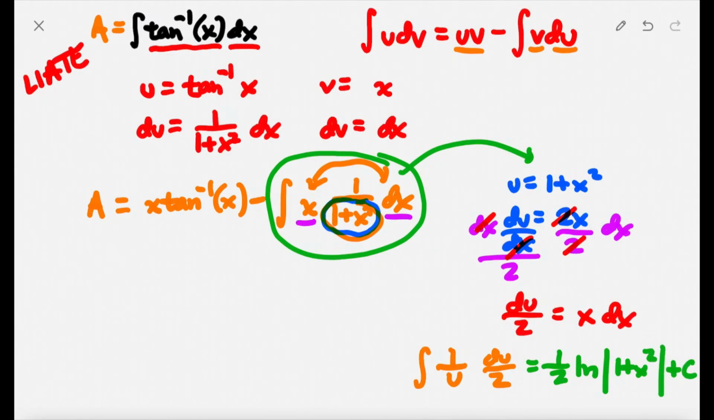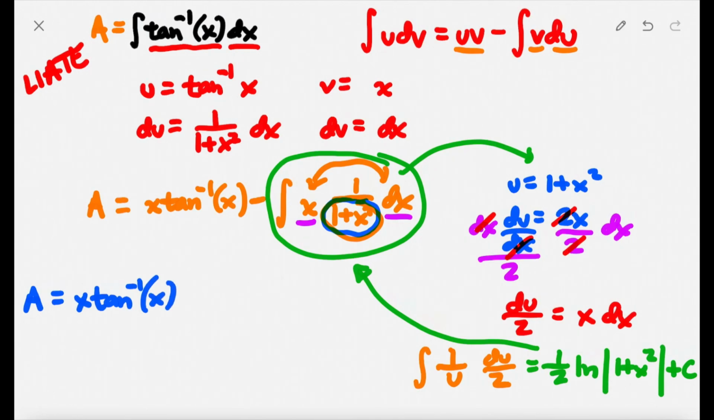So now I'm going to put this part back into this up here to finish out this equation. After I put this back in for the integral, we can solve for this A value here, which is going to be x inverse tan of x minus 1/2 ln of 1 plus x squared plus c.